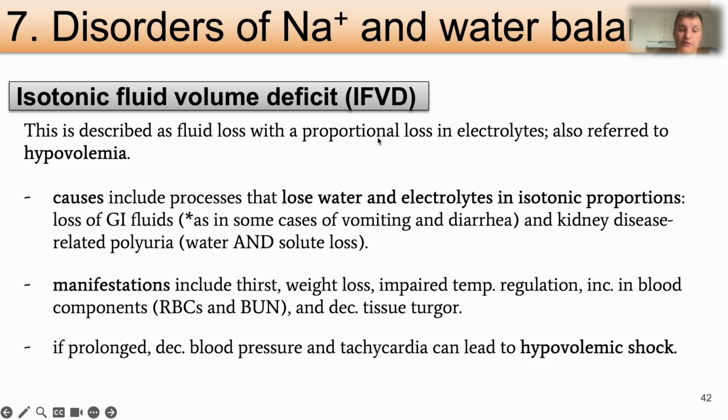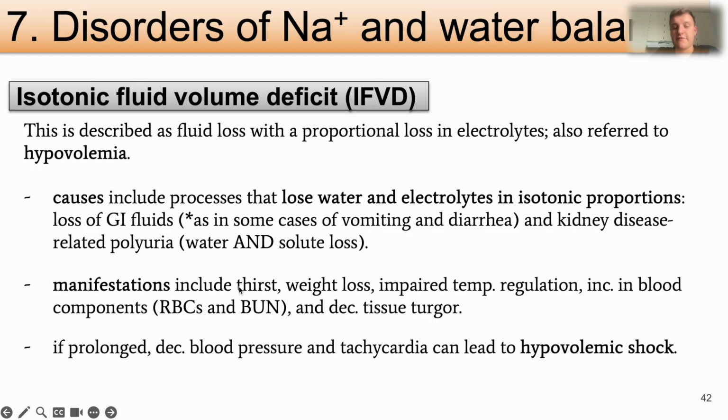So, isotonic fluid volume deficit. This is described as fluid loss with a proportional loss in electrolytes, so you have the same amount lost. Also referred to as hypovolemia. What causes this? It includes processes that lose water and electrolytes in isotonic proportions: loss of GI fluids, as in vomiting or diarrhea, and kidney disease related polyuria, losing water and solutes.